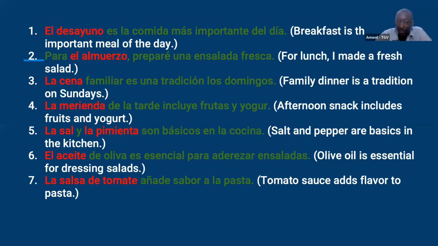Okay. Then as example sentences, we can say, el desayuno es la comida más importante del día. Then also we have la cena familiar es una tradición los domingos. Family dinner is a tradition on Sundays. La sal y la pimienta son básicos en la cocina. Salt and pepper are basics in the kitchen. La salsa de tomate añade sabor a la pasta. So tomato sauce adds flavor to pasta.